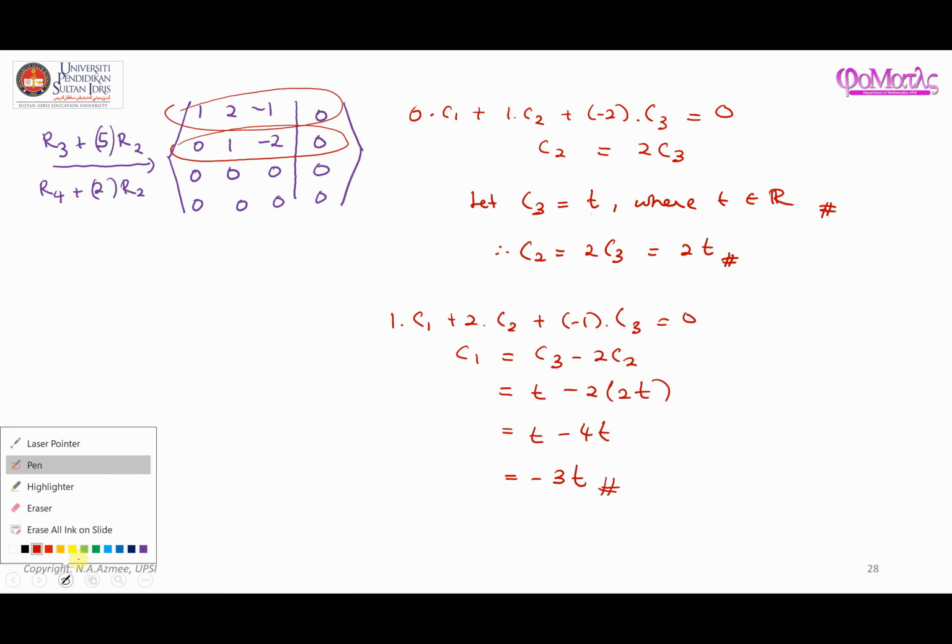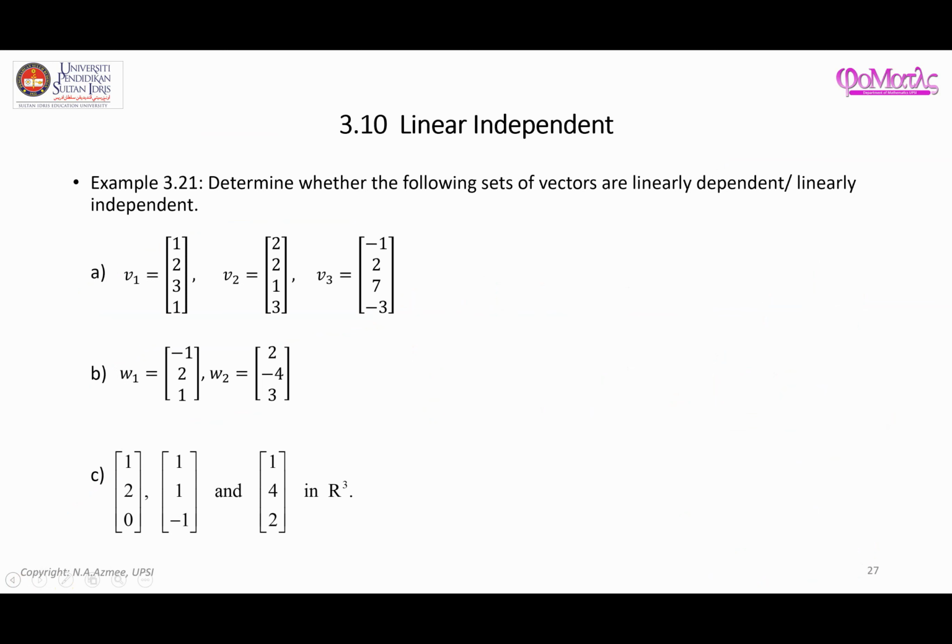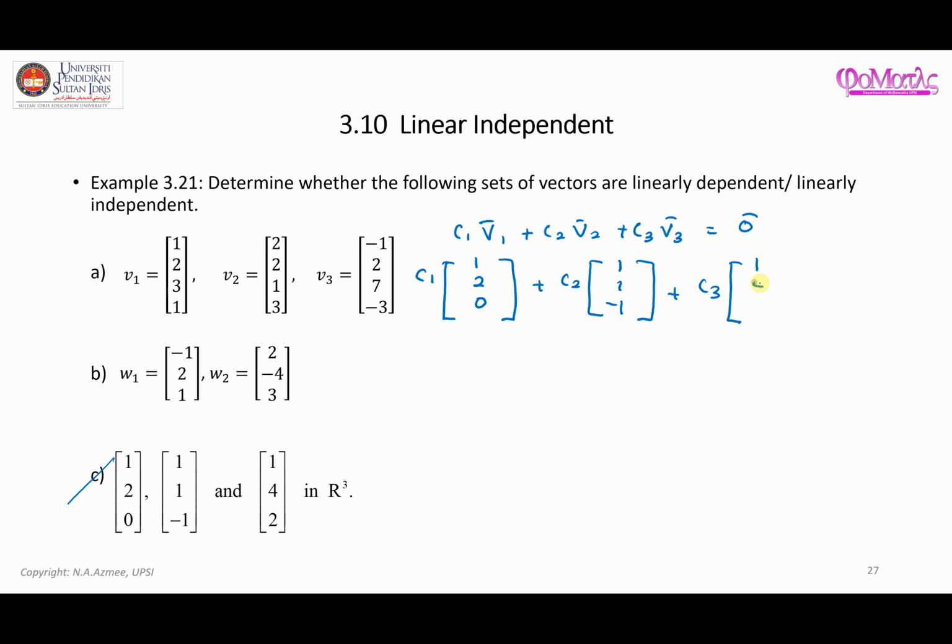Hang on, let me just erase everything. So here we have this example where there are three vectors. Again, the starting point would be c1 vector 1 plus c2 vector 2 plus c3 vector 3 is equal to the 0 vector. So here we have c1 times the first vector (1, 2, 0), plus c2 times the second vector (1, 1, negative 1), plus c3 times (1, 4, 2), equal to (0, 0, 0).